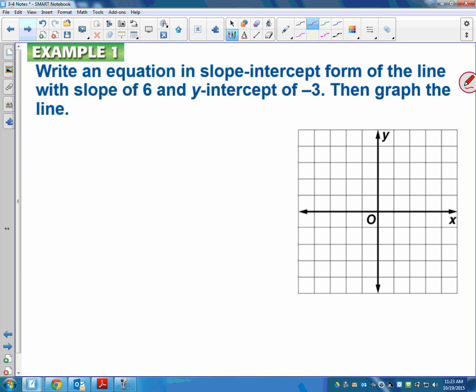So it says write an equation in slope-intercept form of the line with a slope of 6 and a y-intercept of -3. Oh my gosh, couldn't get easier than this, right? Then graph the line. Oh, dang.